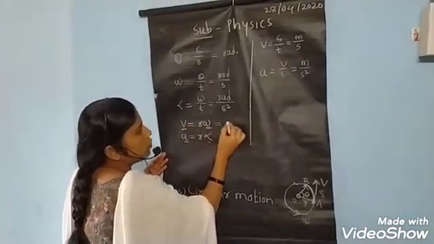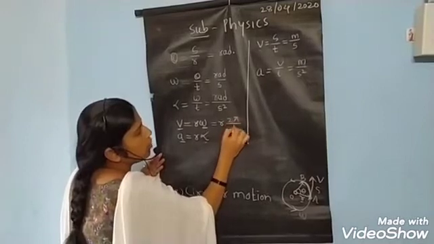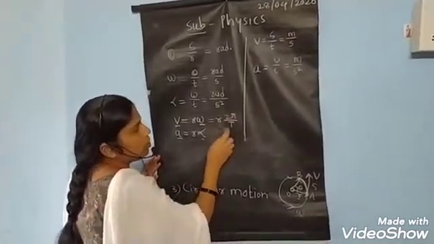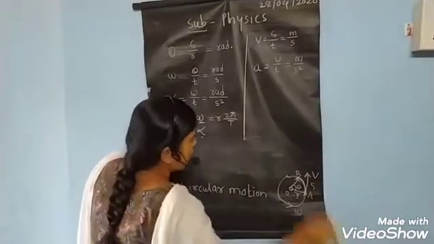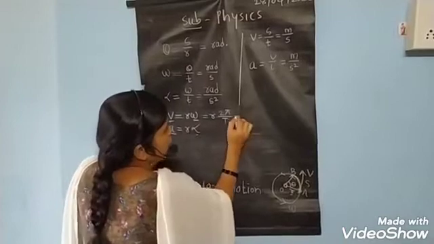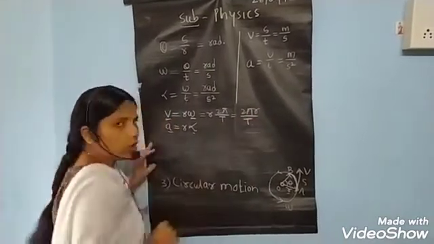V is equal to r omega. Omega is given by 2 pi upon T. We write the equation like this: V is equal to 2 pi r upon T, where T is the periodic time.